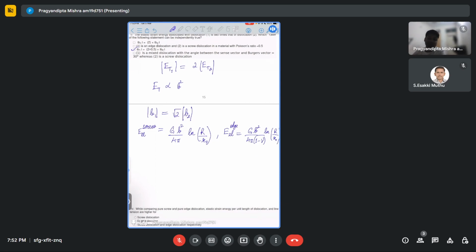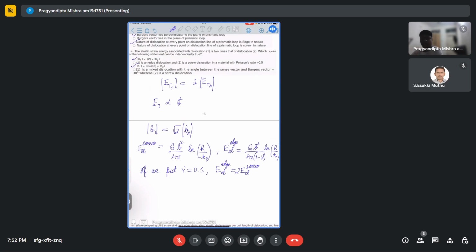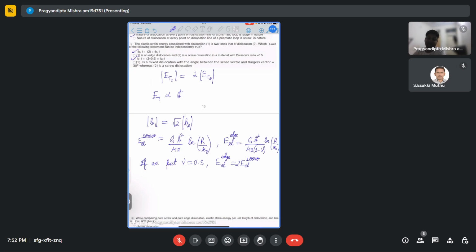So if we put nu equal to 0.5, then for edge dislocation we'll have 1 minus 0.5. So there will be a 0.5 in the denominator, which we take to the top, so it will become 2 times whatever is the screw dislocation elastic energy, right? So we can write the second option is also correct, right?